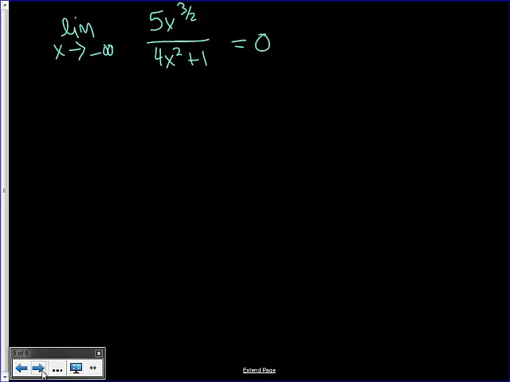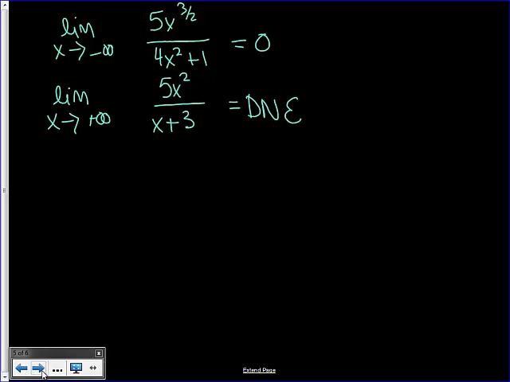Done. Now, my limit as x approaches positive infinity of 5x squared over x plus 3. Well, in this case, which one has the power? Oh, my numerator. This has a degree of 2. My denominator's linear. It has a degree of 1. Therefore, my limit does not exist, simply because the degree on top was bigger than the degree on bottom.